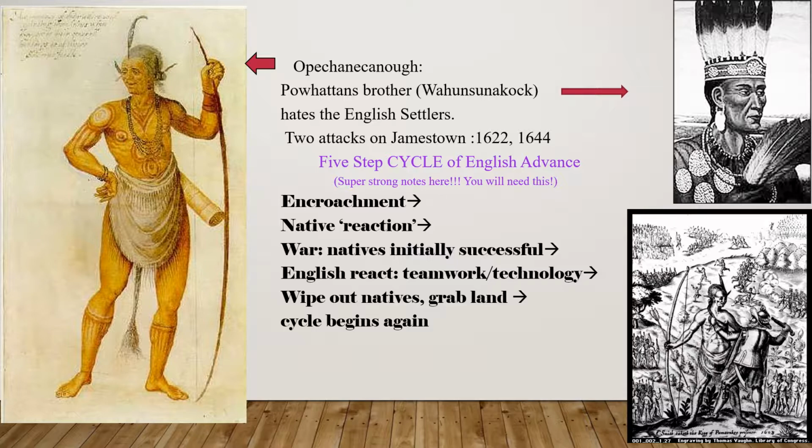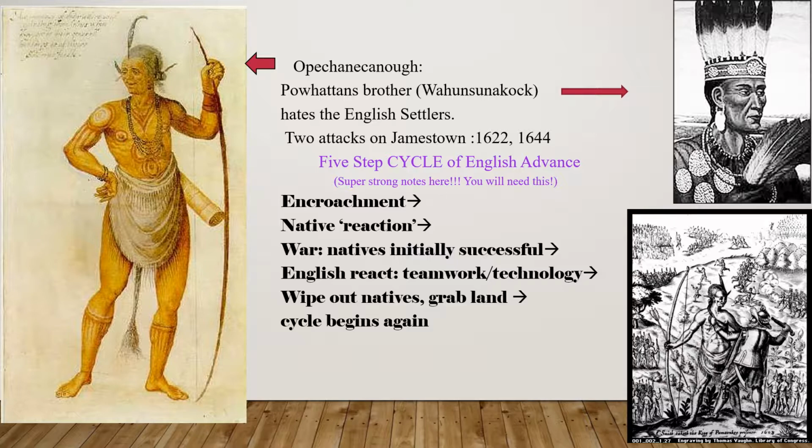Now, I want you guys to write very, very strong notes here. We're going to go over each one of these bullet points one by one. So it's a 5-step cycle, and so we're going to wind up starting back at the start again. So step 1 is encroachment. And for those of you guys who don't know what that phrase means, what I want to convey to you is that the English are simply getting too close to the Native Americans. They're too close in proximity.